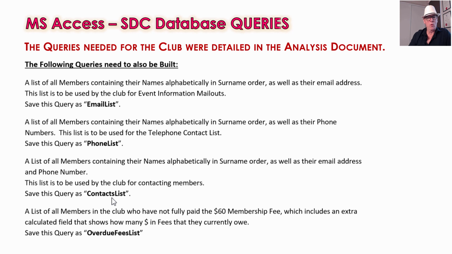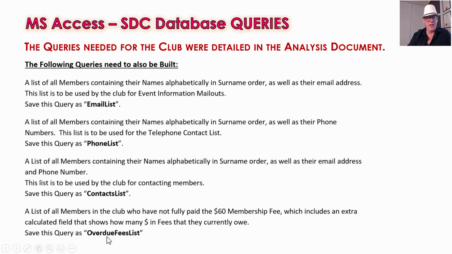Now, why wouldn't we just have the contacts list? Well, we might want to just give someone a phone list but we don't want them to also know the people's email addresses because we want them to actually phone them up. If we had someone working in the office, they might be lazy and just email them, but we want them to phone them. So we just want a list there with the members' names and their phone numbers.